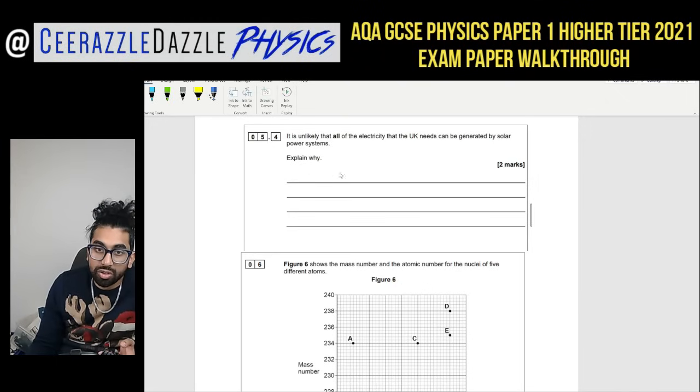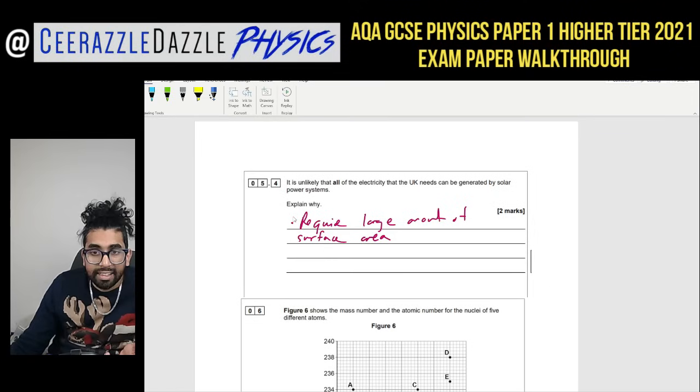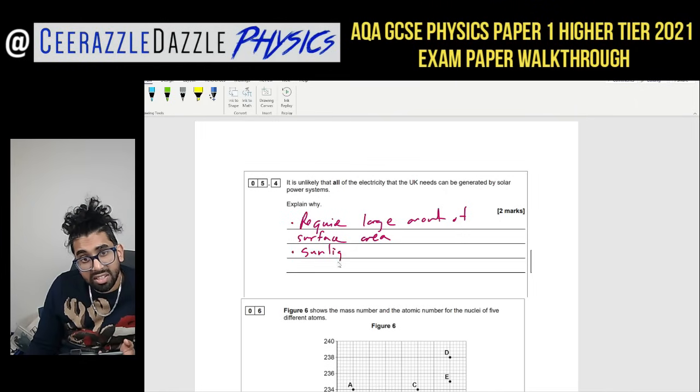5.4. It is unlikely that all the electricity that the UK needs can be generated by solar power systems. Why do you think we can't do that? Think about some reasons. You need a large amount of surface area for this to occur. I accept that as an answer, and we also accept that the sunlight may have too low intensity, so sunlight intensity varies in the UK. Intensity may be too low in the UK.